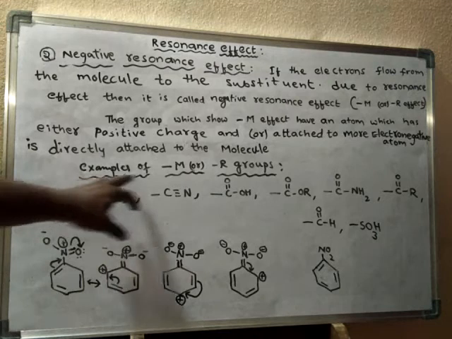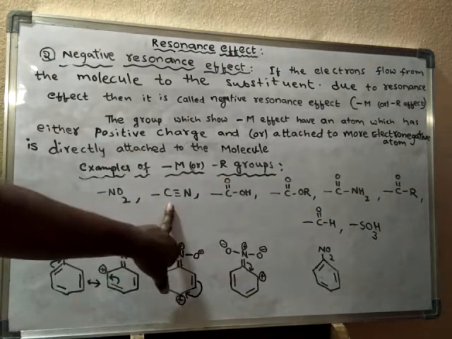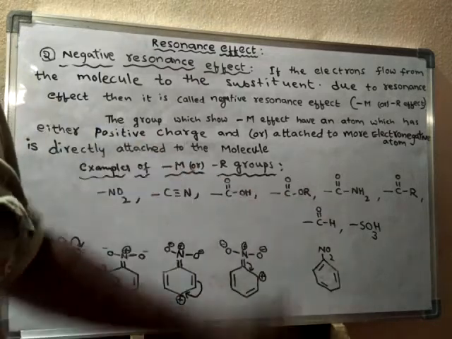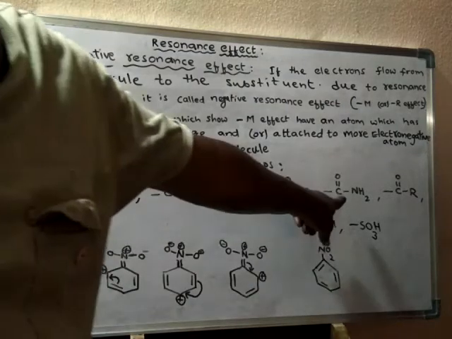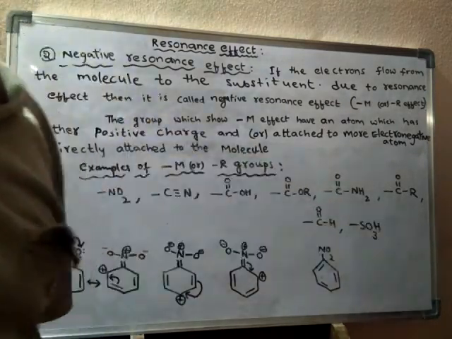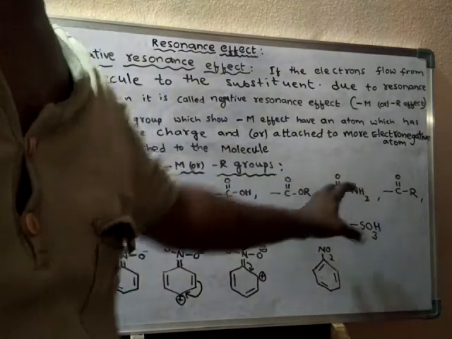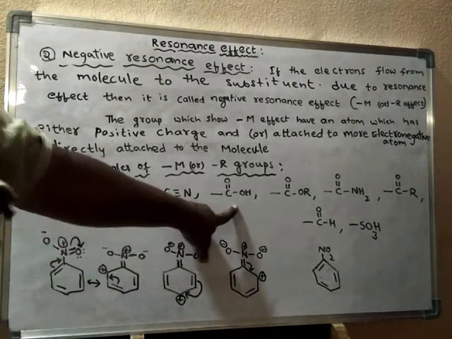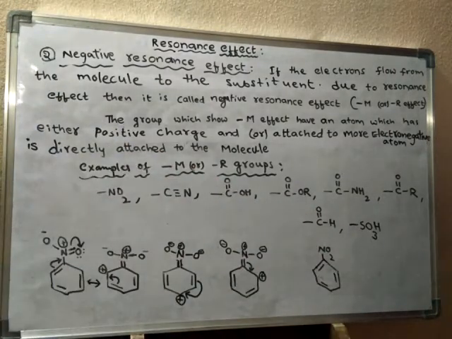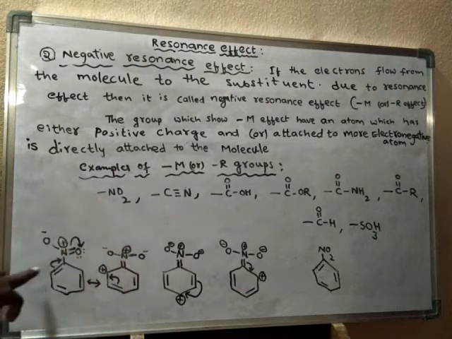Okay, some of the examples of minus M or minus R groups are nitro group, cyanide group, COOH group, ester group, and amide. Actually here in amide NH2 is there. Okay, right. So this group will attract the electrons from the rest of the molecule. Even this group, or this group, all these groups take electrons from the rest of the molecule. For example, if you take nitro group, nitrobenzene.